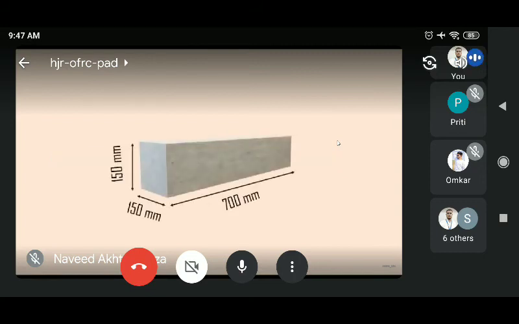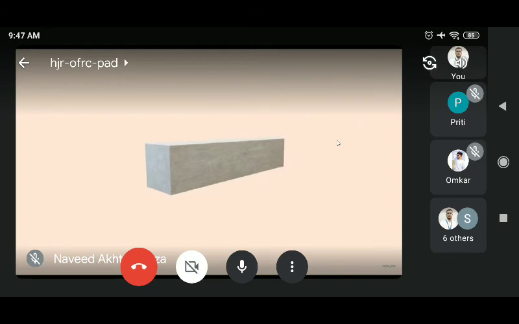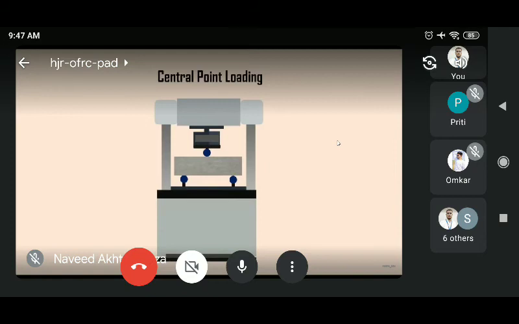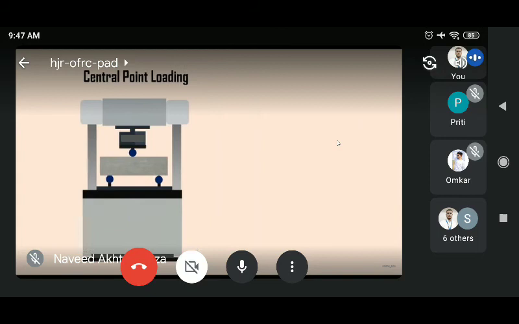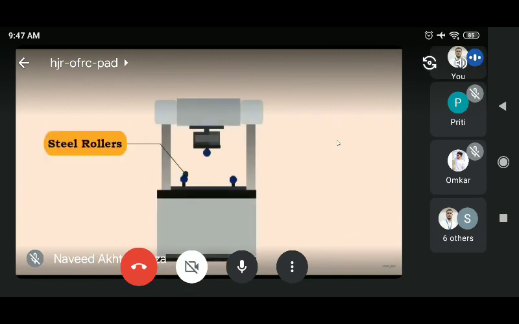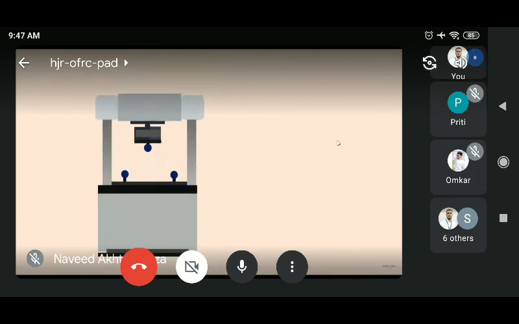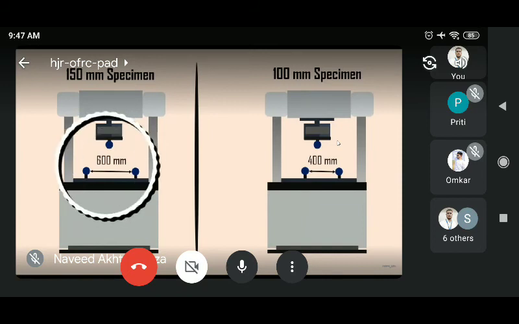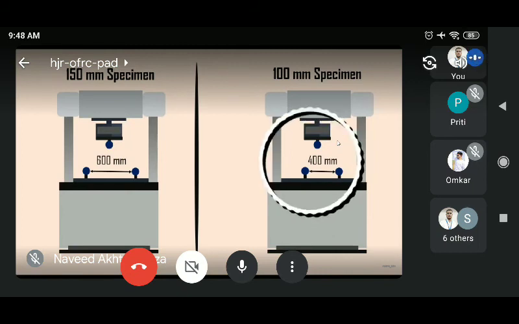The test is made on a beam of size 150 by 150 by 700 mm, with a nominal maximum aggregate size of 20 mm. You can find out either the central point loading or the two point loading. The machine used for the test is the universal testing machine. The diameter of the rollers provided is 600 millimeter, for the 150 mm specimen size, and for the 100 mm specimen size, the distance is 400 mm.